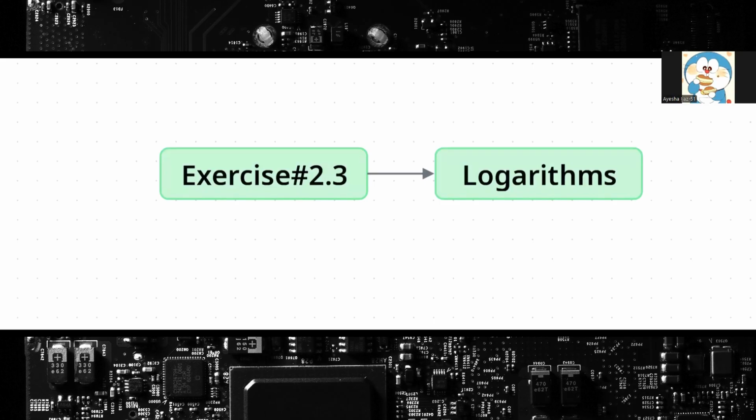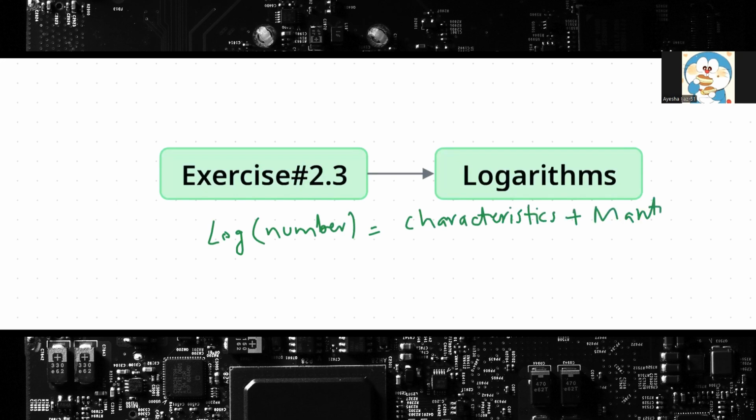Basically, to solve exercise 2.3, what you have to keep in your mind is the log of any number is actually the combination of characteristics plus mantissa. I know these terminologies are new for you, so I'll definitely explain them. So if you want to find the log of any number, it would be the combination of the characteristics and the mantissa. There would be two parts of the log of any number.